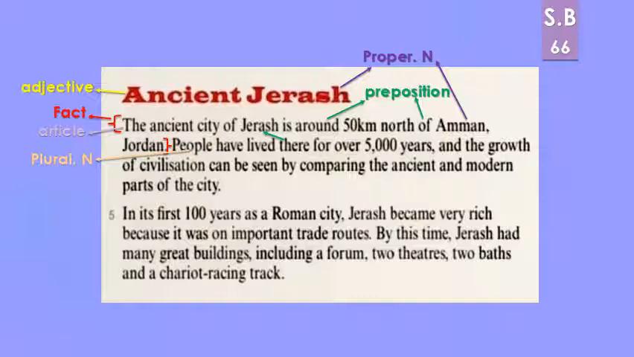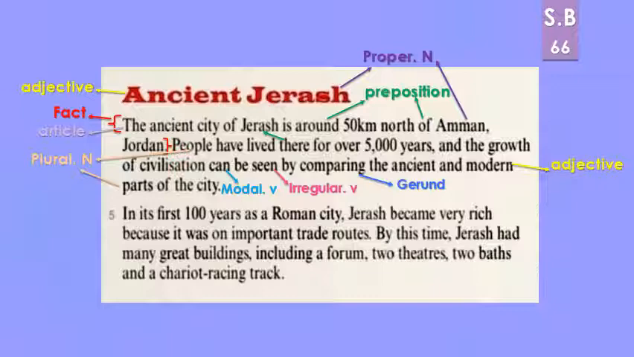Now let's know about their building in paragraph 2. But here we have some part of speech, so let's find it. So here can, it is modal verb. Seen, it is irregular verb وهي فعل غير منتظم, and it is past participle form وهي تصريف الثالث. Comparing, it is gerund. Here we have modern, it is adjective, and part, it is plural noun وهي اسم جمع.